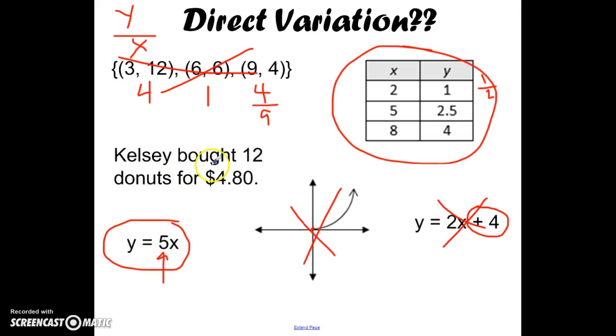Kelsey bought 12 donuts for $4.80. So if we thought about each donut, we could write an equation that we could divide to see how much each donut cost. And it doesn't say that she bought anything else. And so the cost of each donut would be the constant of proportionality, and you would have an equation. So this does represent direct variation.